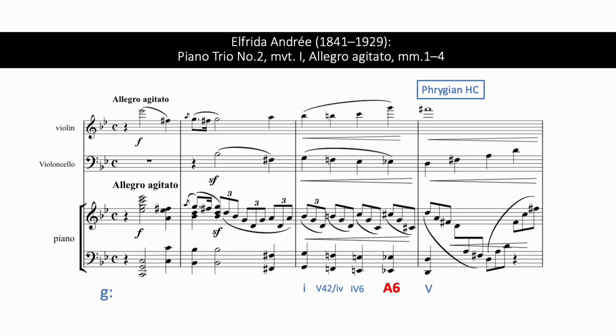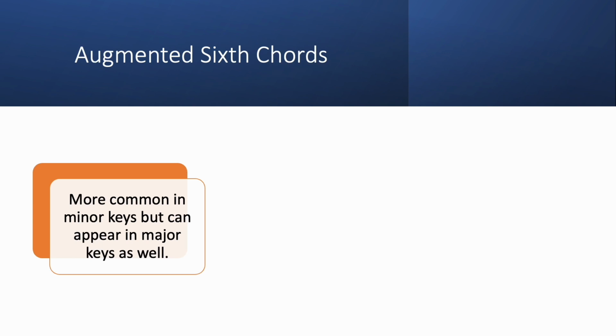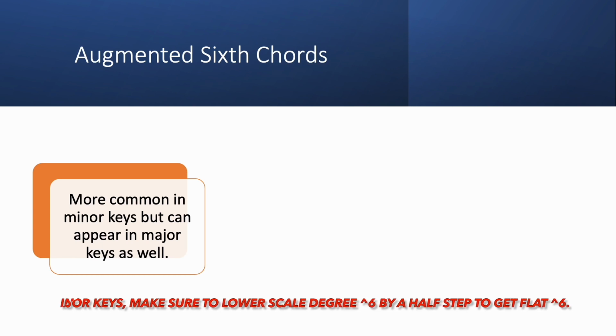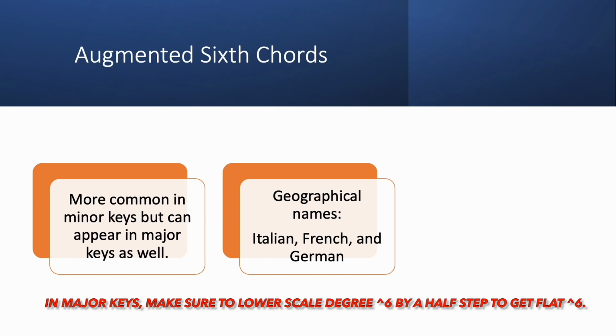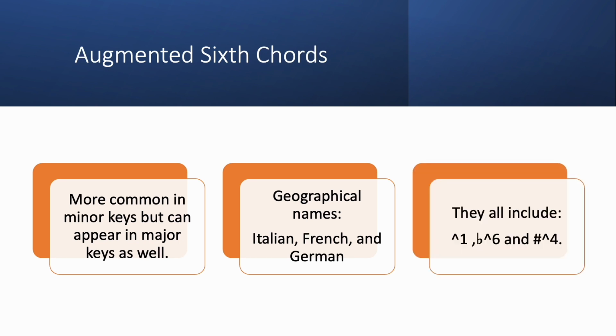Both flat 6 and sharp 4 have a strong tendency to move to scale degree 5, and this makes augmented 6 chords a strong predominant. Augmented 6 chords are more common in minor keys, but they can appear in major keys as well. Musicians frequently use geographical names, Italian, French, and German, to refer to the 3 most common types of augmented 6 chords. All of these 3 types include the scale degree 1 in addition to flat 6 and sharp 4, and what differentiates these 3 types is the 4th note.